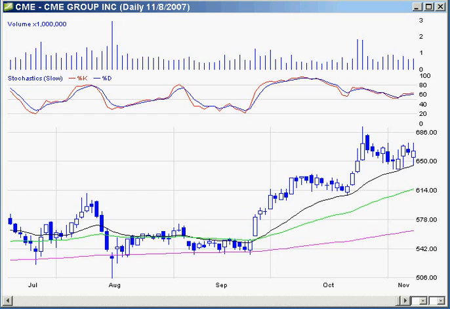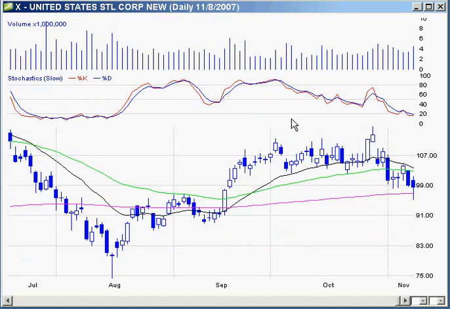All right. Also, be careful. If we do break this moving average, we can sink lower. I'm not saying that, but this one is a good one to have on your watch list. A great stock to trade. CME.